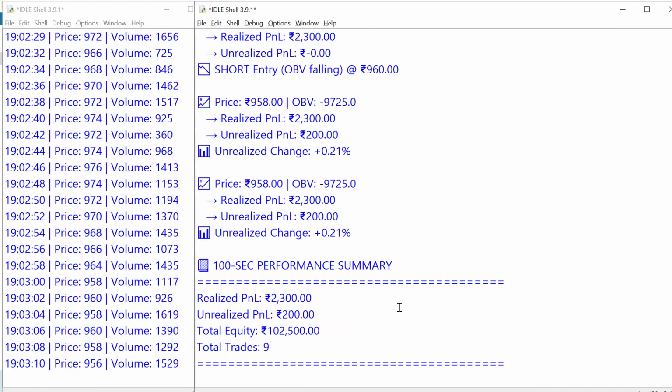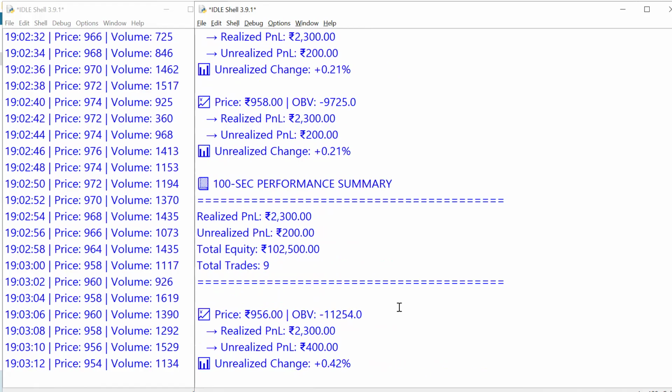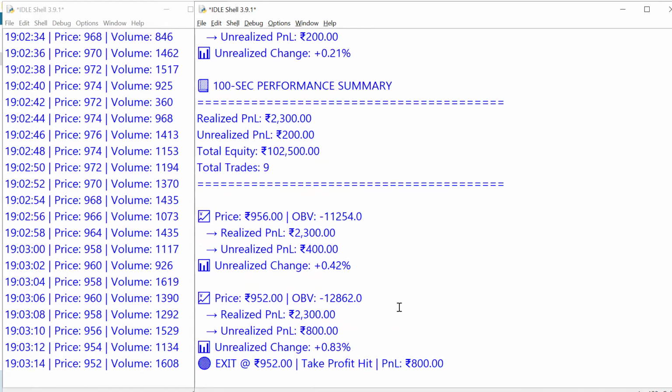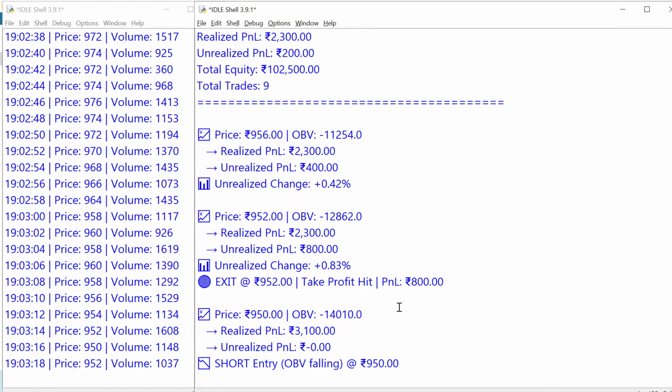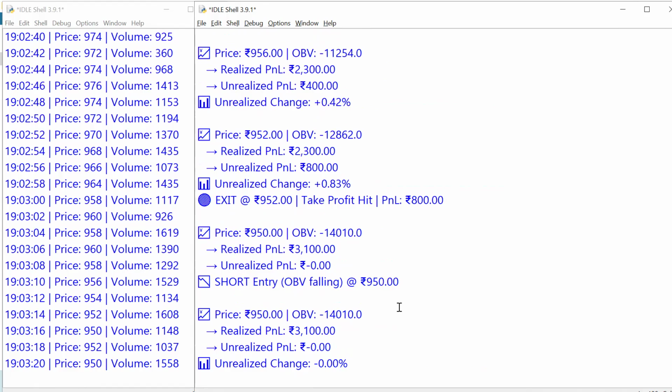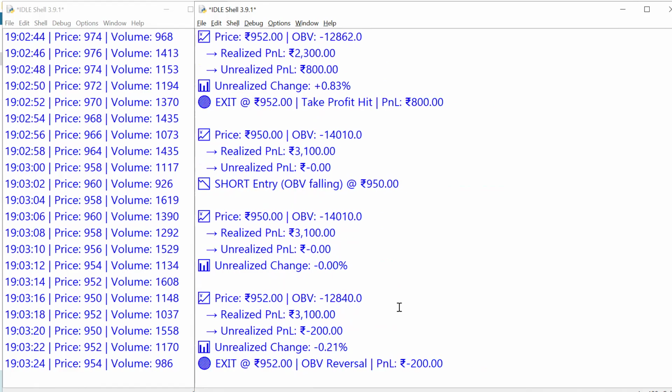So we got the summary as 2500 as a profit. Okay, that means almost 2%. Okay, we got one more profit. Okay, we got one more short entry. It's happening so fast. You can see 3% is a profit.